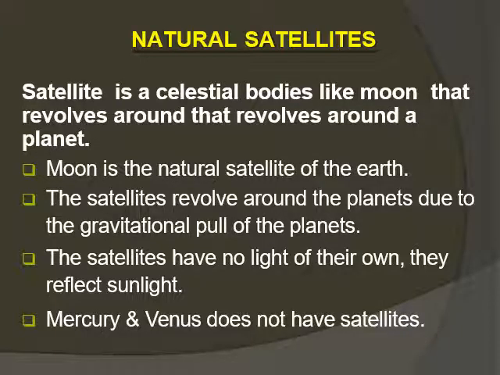Natural satellites. A satellite is a celestial body like the moon that revolves around a planet. The Moon is the natural satellite of the Earth. Satellites revolve around planets due to the gravitational pull of the planet. Satellites have no light of their own. They reflect sunlight. Mercury and Venus do not have any satellite.